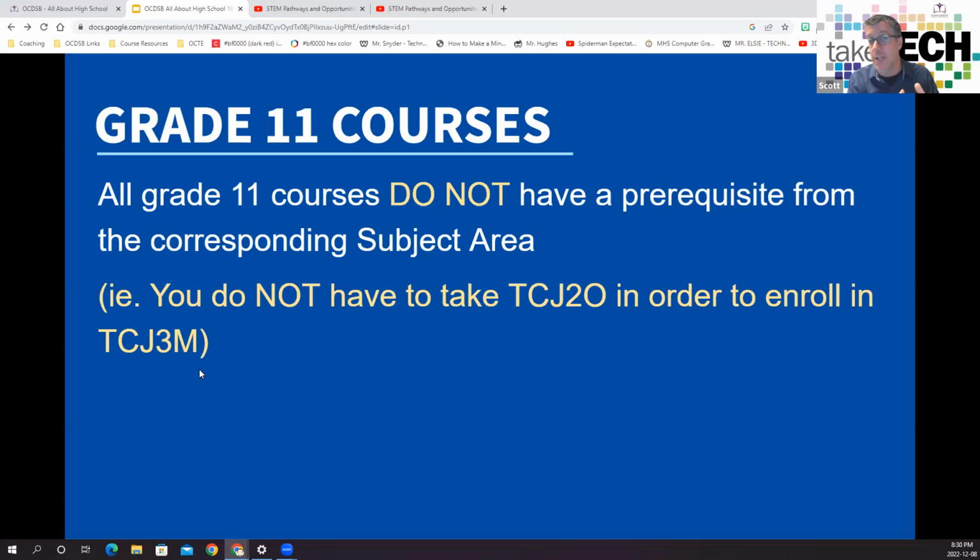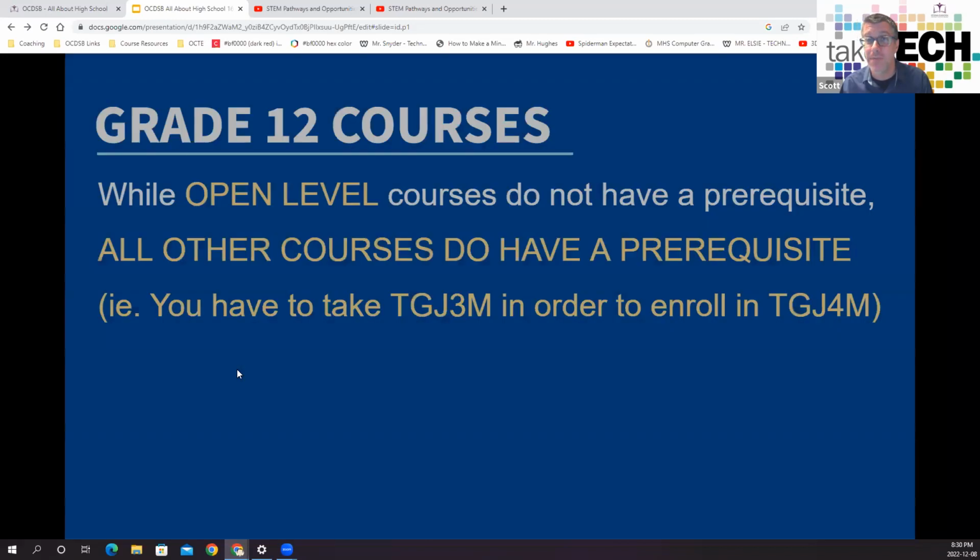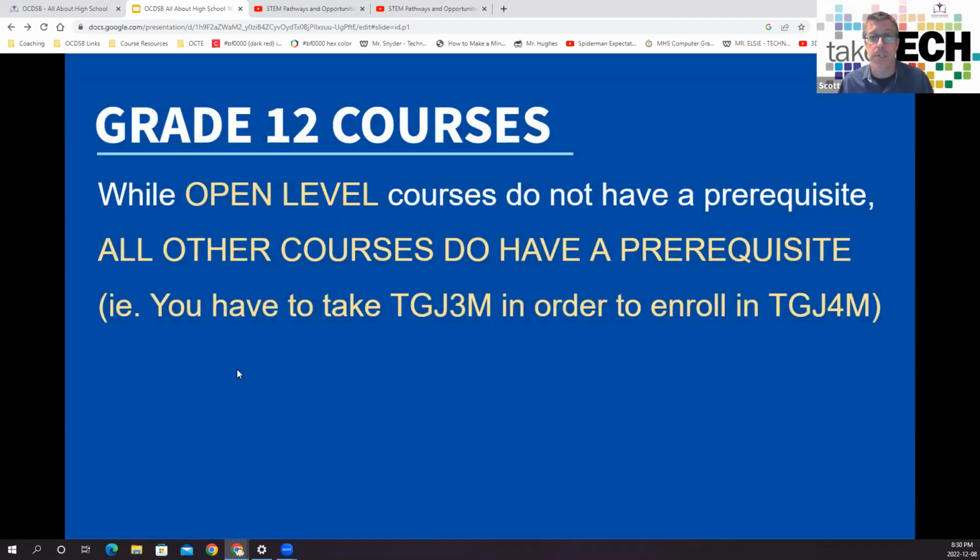So maybe they took construction, loved it, took it at the grade 11 level, but they also want to try a different trade or technology course. They can do that at the grade 11 level. No prerequisite is needed. However, in the grade 12 level, this is where you're preparing for college and university. You need that grade 11 level because the grade 12 level is building on skills. So you have to have taken the grade 11.